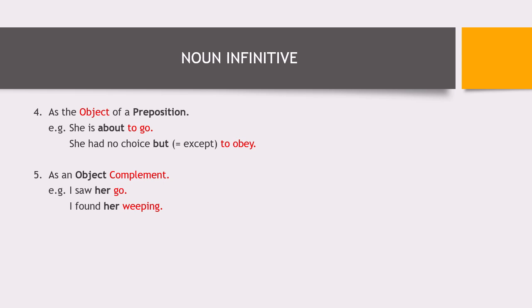5. As an object complement. For example, I saw her go. Go is the complement of the object, her. I found her weeping. Weeping is the complement of the object, her.